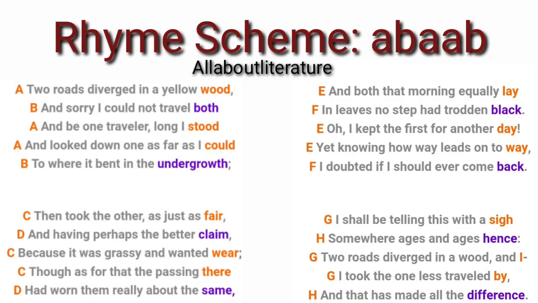The rhyme is in the format of A B A A B, C D C C D, E F E E F, G H G G H. This means that the first line of the stanza rhymes with the third and fourth line, while the second line rhymes with the fifth line. As you can see, in the first stanza, wood is rhyming with stood and could, and both with undergrowth, and so on and so forth. So the rhyme scheme of this poem, The Road Not Taken, is A B A A B.